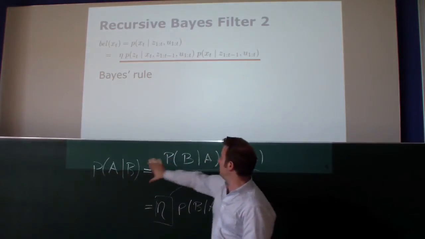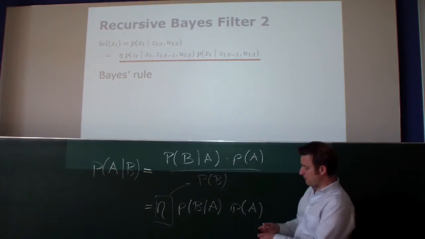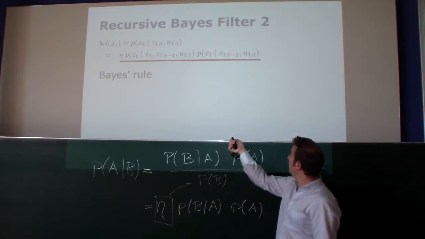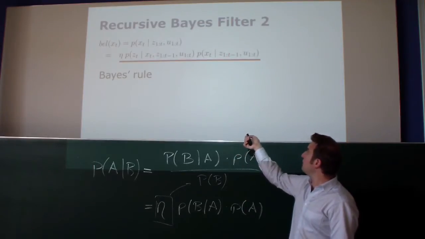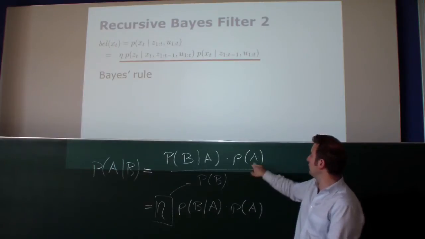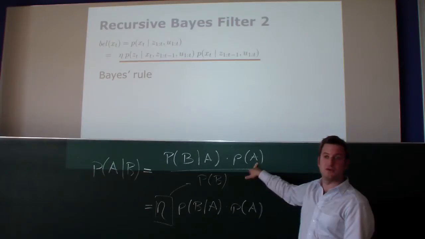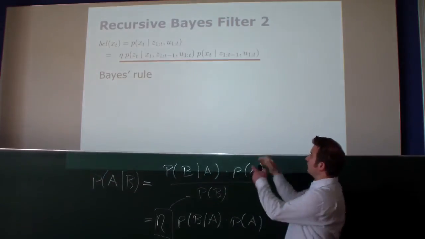And the rest is simply the background knowledge we have. Then we have a second term, which is just P of A. In this case, P of x_t given the rest, and now the z_t is missing. So it's not in here anymore. In this equation, the B is not here anymore. Okay, so this is just the application of Bayes' rule.